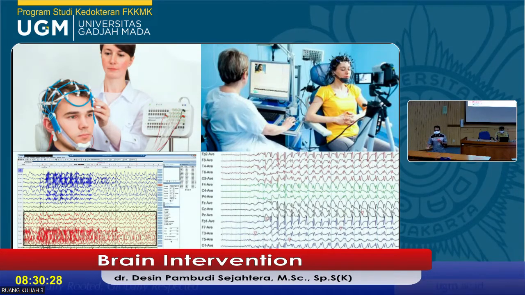EEG is divided into routine EEG, non-invasive EEG, and invasive EEG. EEG is electroencephalography. Electro is electric, encephalo is brain. Graphy is figures. So the figures are the result that records the electricity of our brain. The non-invasive EEG is scalp EEG. Scalp is this one, and the electrode is put on the scalp.